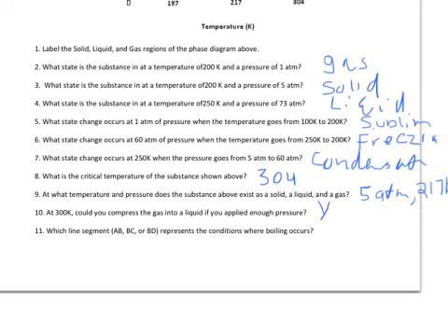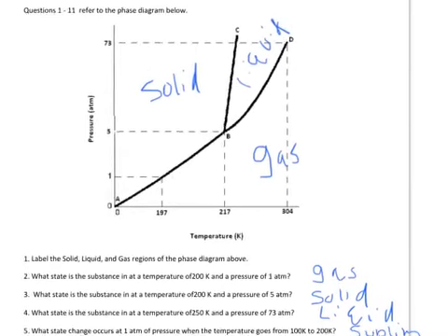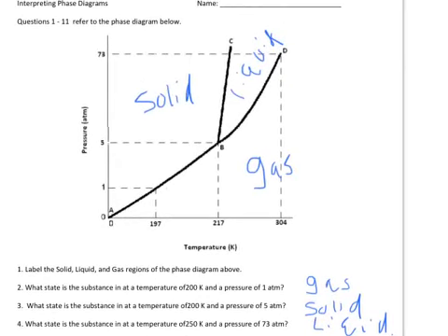So the answer is yep. Alright, and we have one more. Which line segment represents the conditions where boiling occurs? Now let's recall that boiling is a state change between gas and liquid. So let's go up here and look. On all phase diagrams, we're going to find here's gas, here's liquid. It is this branch right here that represents where boiling and condensation occurs. So it's line segment BD.